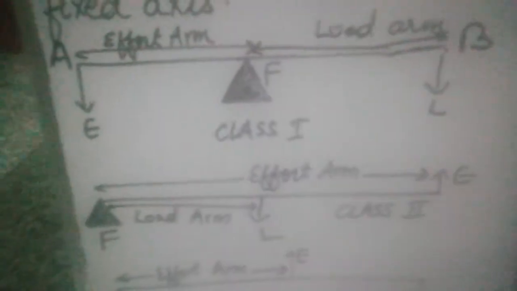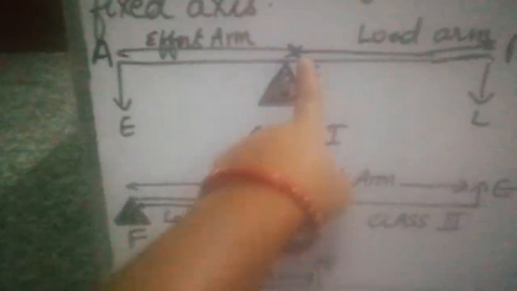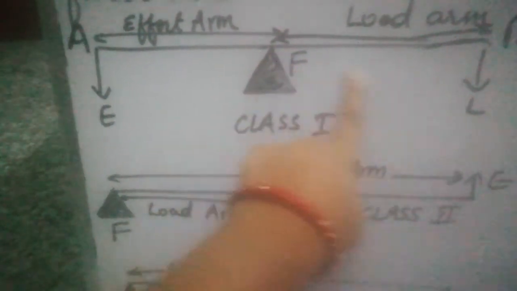the point B. From the fulcrum F, the distance FA is known as the effort arm, and the distance FB, that means the point B at which the load acts, is called the load arm. That means the distance between the effort and the fulcrum is the effort arm, and the distance between the load and the fulcrum is the load arm.